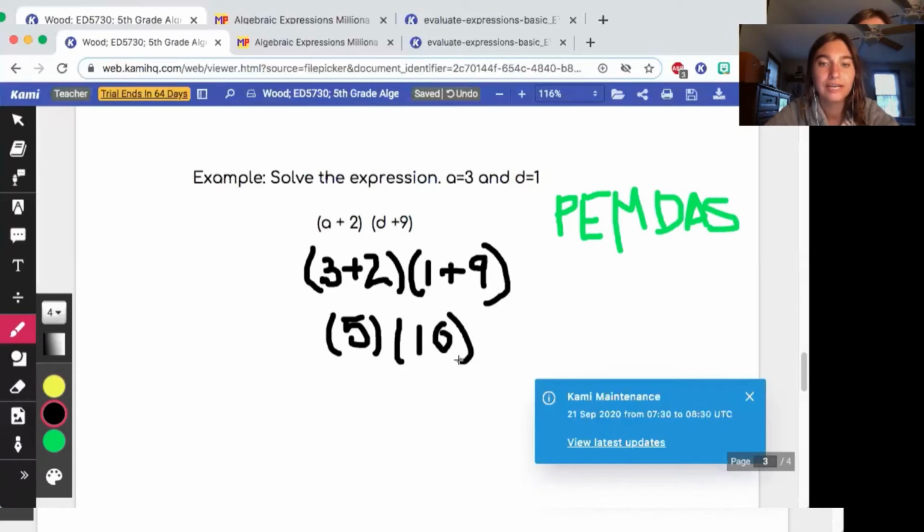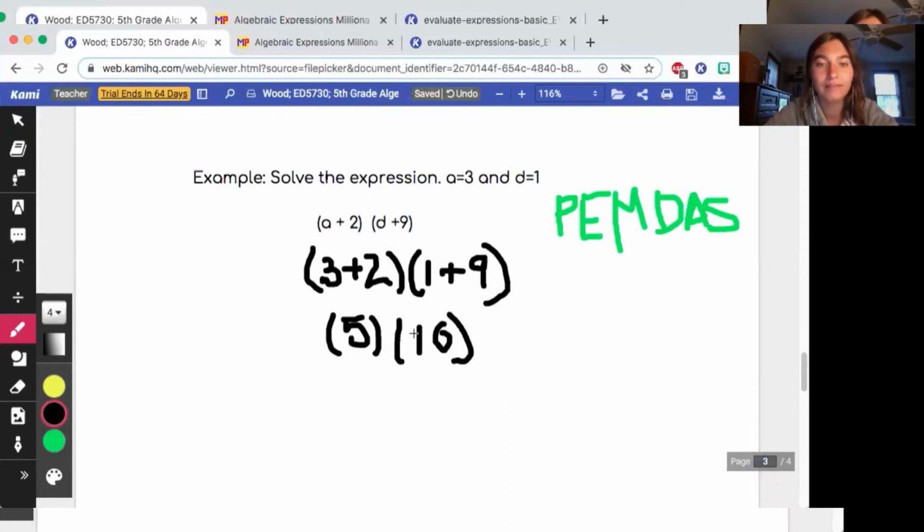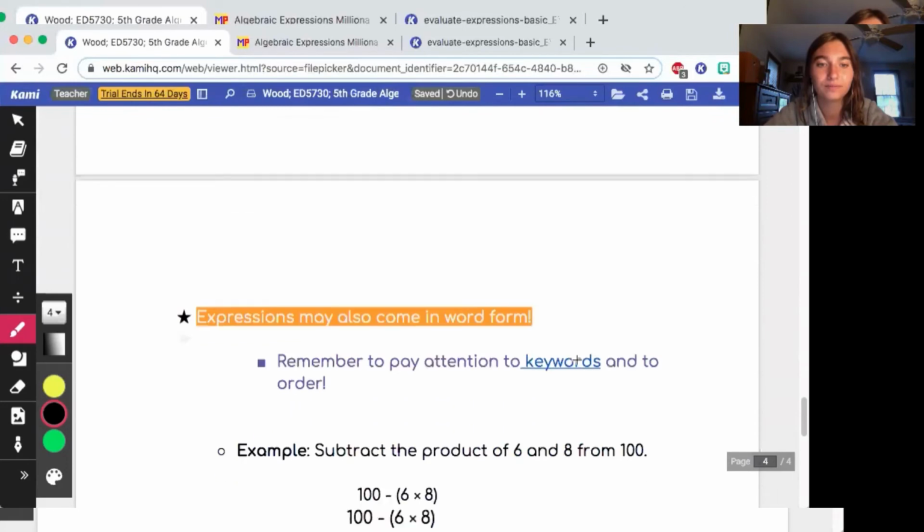Now, do you see any exponents? No. Do you see any multiplication? Yes. So 5 times 10 is 50. So the answer to this expression is 50. Awesome. Let's move along.